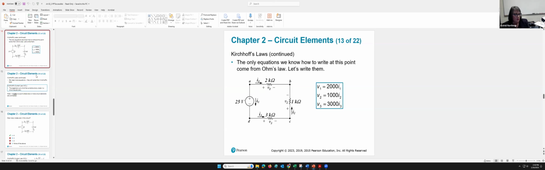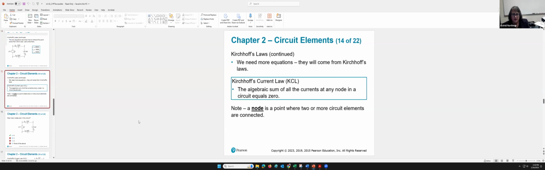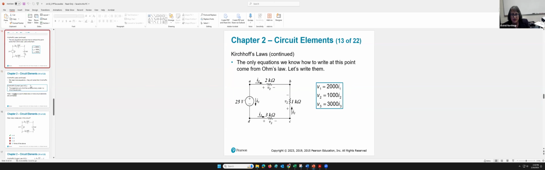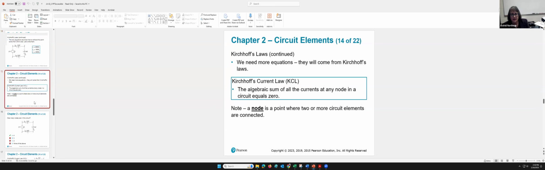All right, so what can we do with this based on Kirchhoff's law? The first version of Kirchhoff's law is Kirchhoff's current law. It says the algebraic sum of all the currents at any node in a circuit equals 0. So what is a node? A node is a place where any two things come together. So A is a node, B is a node, C is a node, and D is a node. So we have 4 nodes in this particular circuit.